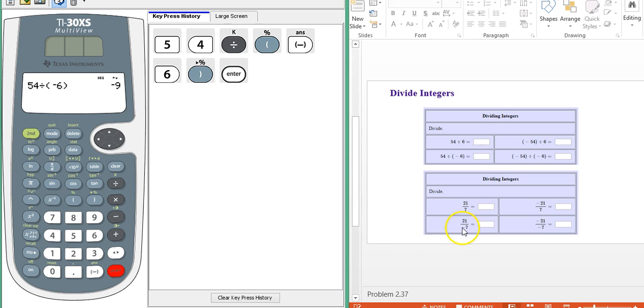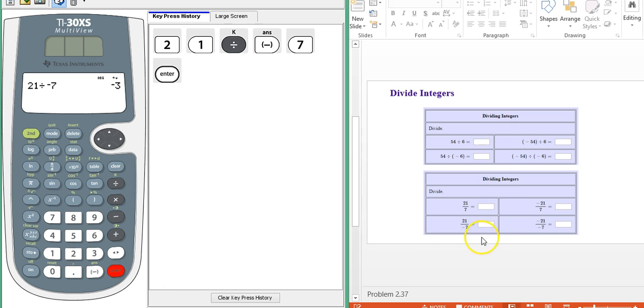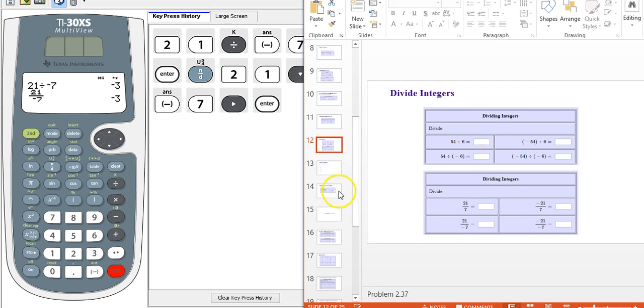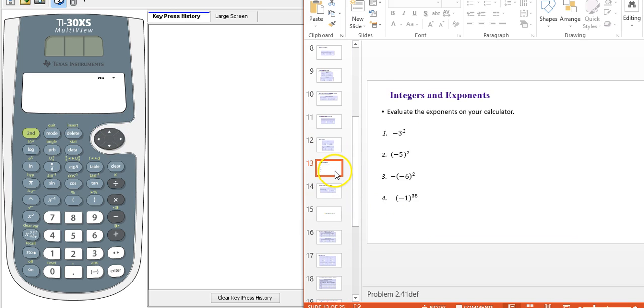Now let's look at this one. It's in fraction form, but this is just a different way of writing division. So if you want, you could write it as 21 divided by negative 7. Or you can put it in fraction form by hitting the fraction button. We'd have 21 in the numerator. Use the arrow to go to the bottom. Negative 7 in the denominator. Then hit enter, and notice we get the same result. So two ways to use division. Let's look at the next one.